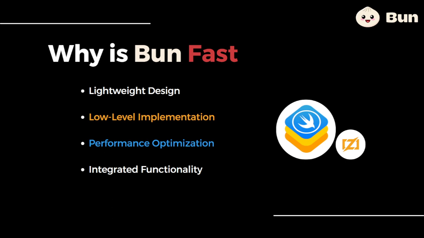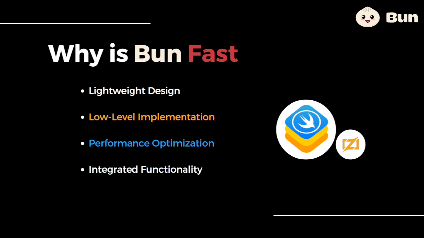Third, performance optimization. Instead of relying on the V8 engine, Bun utilizes the JavaScript core from WebKit, which is widely recognized for its superior performance. By leveraging this core engine, Bun benefits from its optimized execution of JavaScript code, resulting in improved runtime speed.